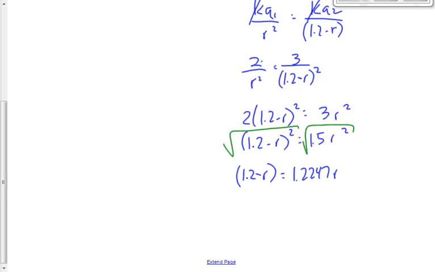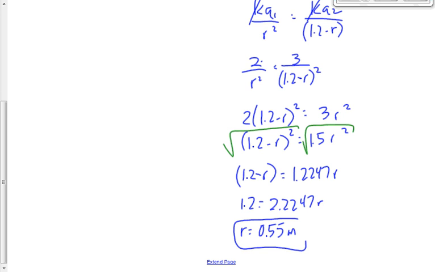Let's take the minus R to the right side by adding. I get 1.2 equals 2.2247 R, right? 1.22 plus 1 is 2.22. Now R is 1.2 divided by 2.22, 0.5 something, 0.6. I don't remember what that was. We get 0.55 meters. Now, go back to the original diagram here.